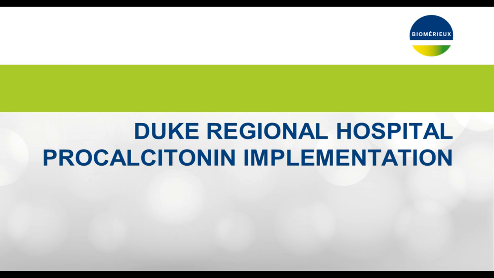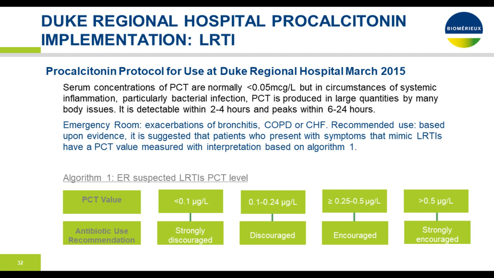So, Duke Regional procalcitonin implementation. We are basically using the same algorithm that most hospitals in this country are doing. We set this card up in our emergency room. And again, if you look at algorithm number 1, if your procal is less than 0.1, antibiotics are strongly discouraged. If it's 0.1 to 0.24, antibiotics are discouraged. If it's greater than 0.25 but less than 0.5, antibiotics are encouraged. And if it's greater than 0.5, it's definitely start antibiotic therapy.